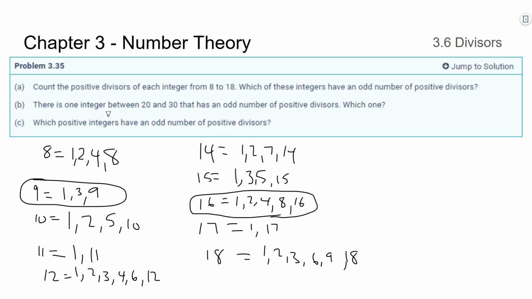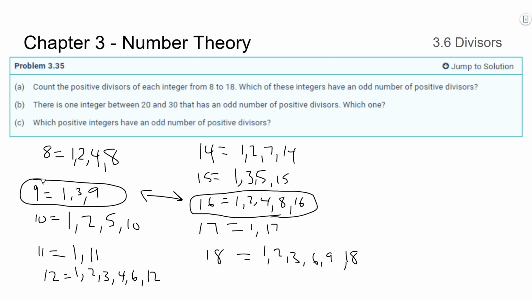For B, there's one integer between 20 and 30 that has an odd number of positive divisors. Which one do you think that is? What do you think is similar between these two that only have an odd number of divisors? And why do they have an odd number of divisors? So let's think about that.